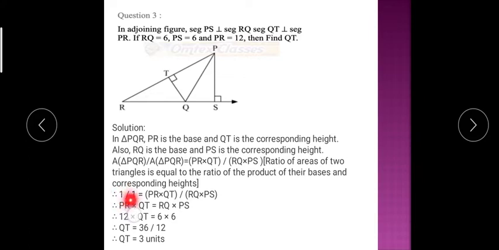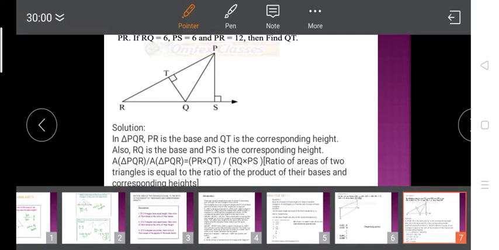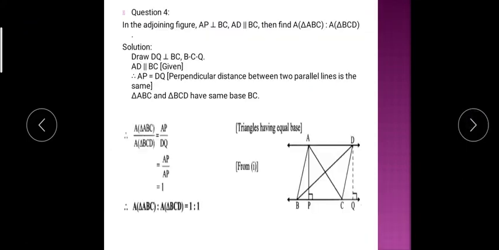So this is 1 by 1, and therefore this RQ into PS is shifted to this side. So PR into QT is equal to RQ into PS. The product of height and base is same, so simply substitute the values. QT is equal to 6 sixes are 36, divided by 12. So QT is equal to 3 units. Understood, students?